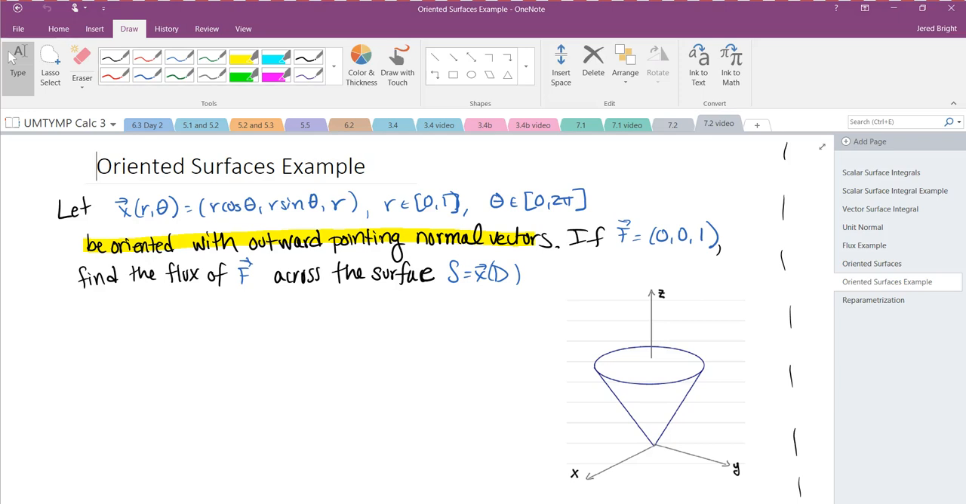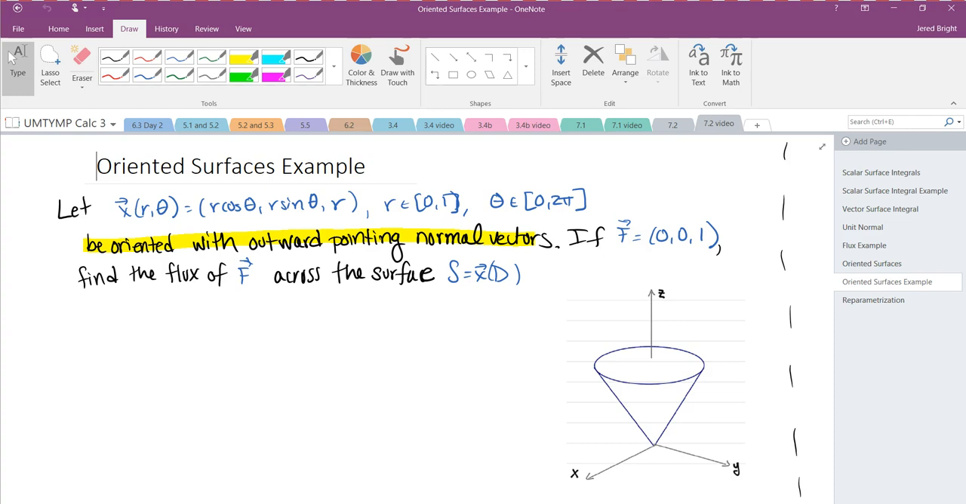All right, time to do an example of the oriented surfaces. So this is the same example that we did last time with flux, but this time we're told which direction to use for our normal vector. And so here, the idea is that, well, last time I kind of spoiled the surprise. Last time when we did it, the normal vector that we found was pointing inward, so we're just going to do the opposite order of the cross product and we'll be fine.